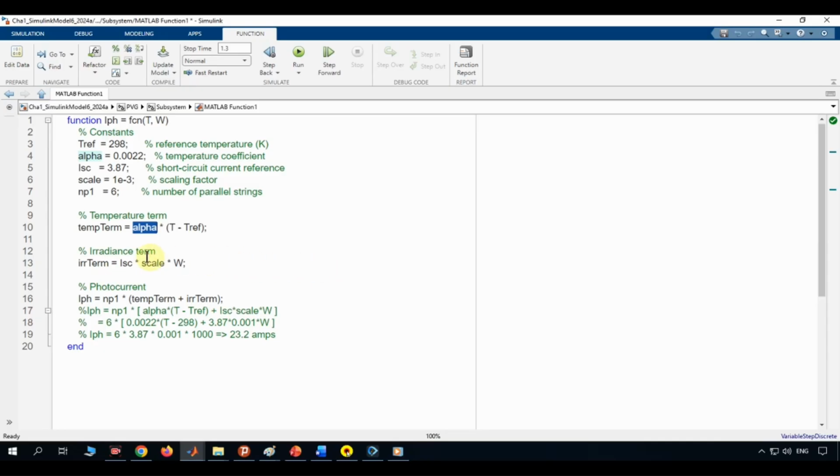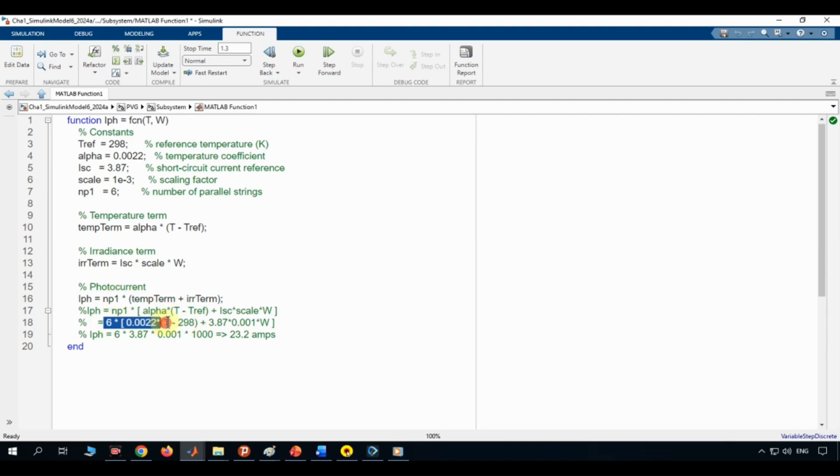Next, the function computes the irradiance contribution. The short-circuit current is multiplied by the irradiance level. As expected, increasing solar irradiance produces more current. Finally, the photocurrent is obtained by adding the temperature contribution and the irradiance contribution. Since 6 identical strings are connected in parallel, the total current is multiplied by 6.